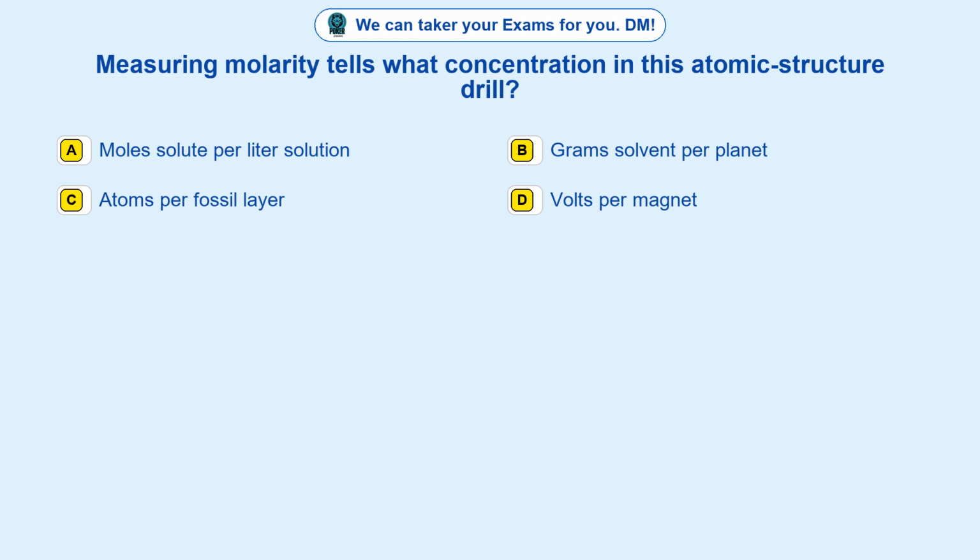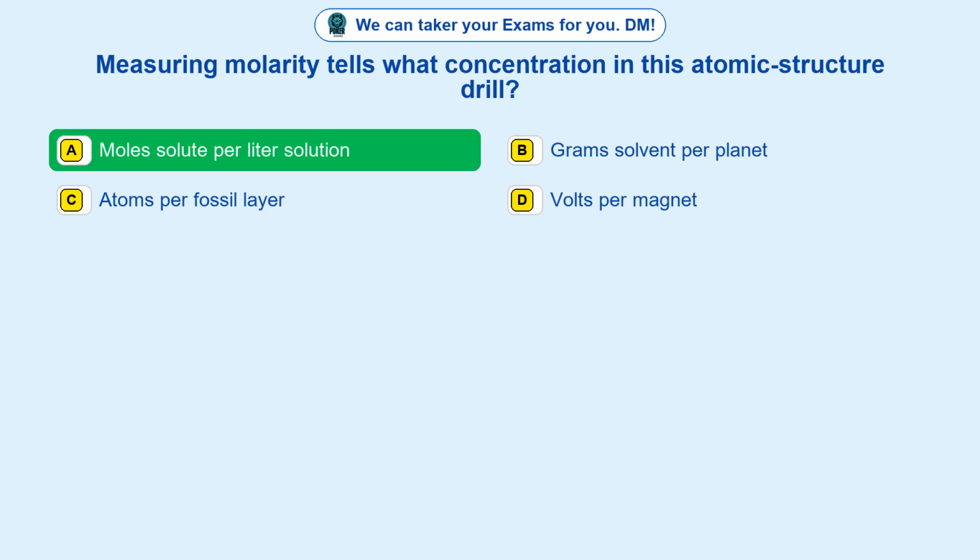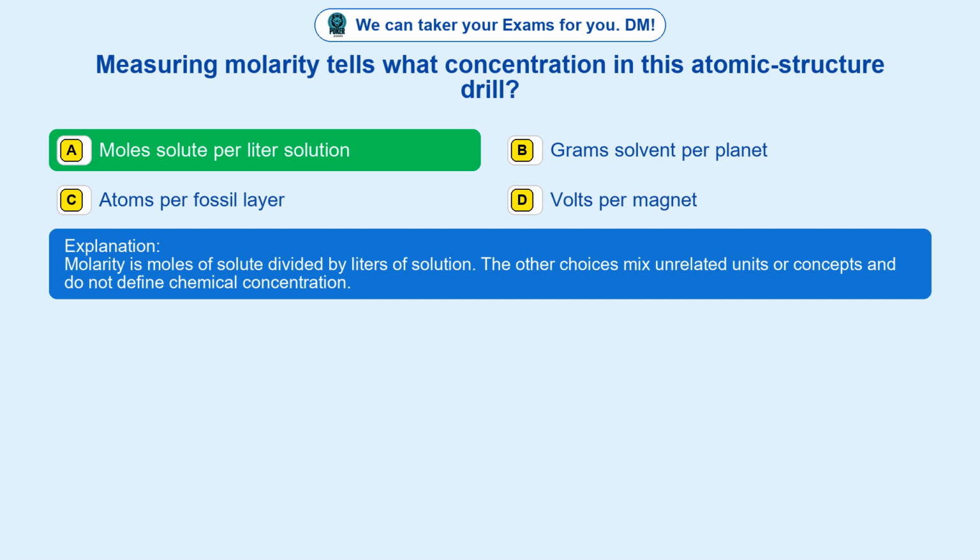Question 45. Measuring molarity tells what concentration in this atomic structure drill? Option A, moles solute per liter solution. Option B, grams solvent per planet. Option C, atoms per fossil layer. Option D, volts per magnet. The correct answer is option A, moles solute per liter solution. Molarity is moles of solute divided by liters of solution. The other choices mix unrelated units or concepts and do not define chemical concentration.